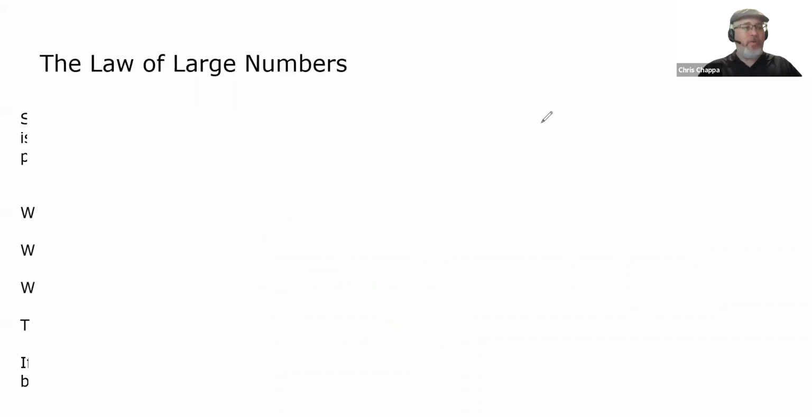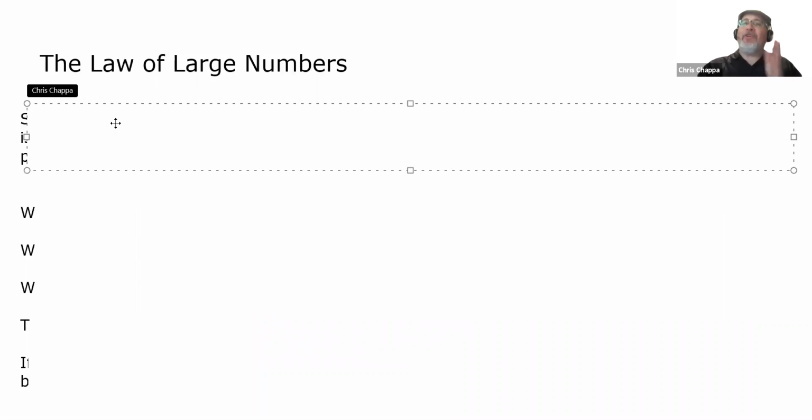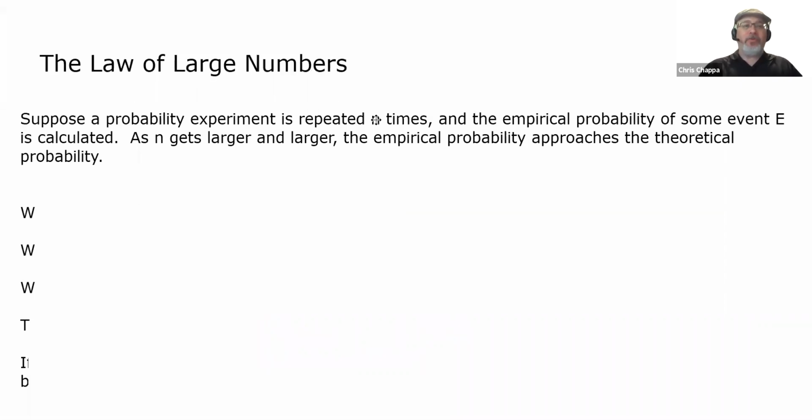Well, the short answer is no, but the reason is something called the law of large numbers, which establishes a relationship between empirical probability and theoretical probability. Suppose a probability experiment is repeated n times, and the empirical probability of some event E is calculated. As n gets larger and larger, the empirical probability approaches the theoretical probability. Translation: if the theoretical probability is correct, then the empirical probability will get closer and closer to it as we repeat an experiment over and over.